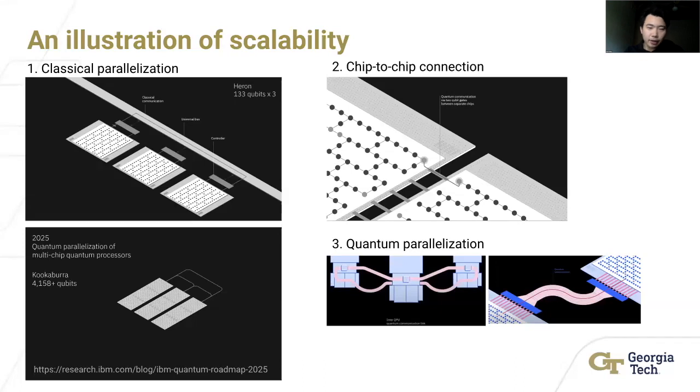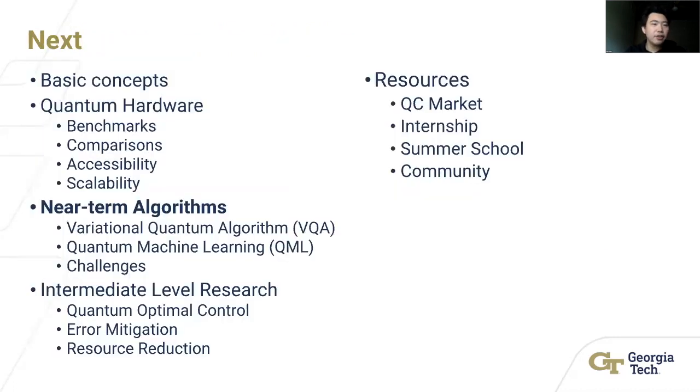I think ion trap people are doing similar things. They're putting relatively short ion chains in each vacuum chamber, and they try to connect those chambers with optical fibers. This is still on its way, very new. And I think that's it for hardware. Next, I'm going to talk about algorithms.